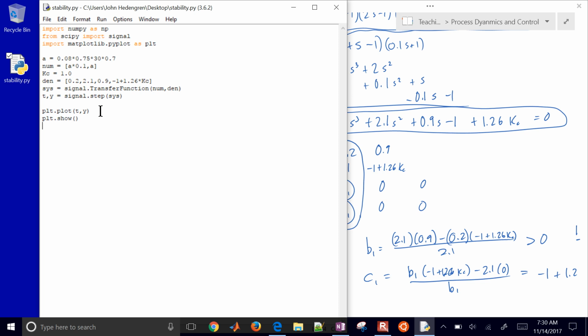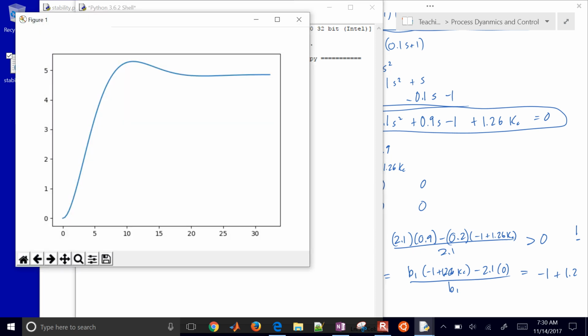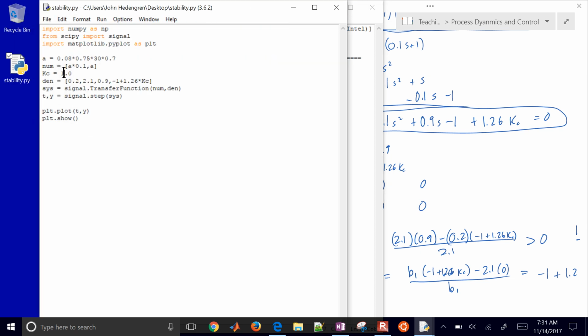plt.show. Okay, so let's see if this is stable. Should be a stable response here. Okay, a little bit of overshoot, and let's go ahead and change our controller again.